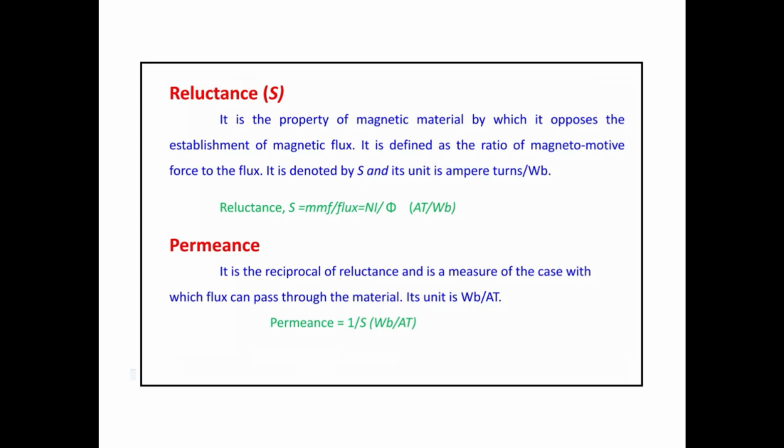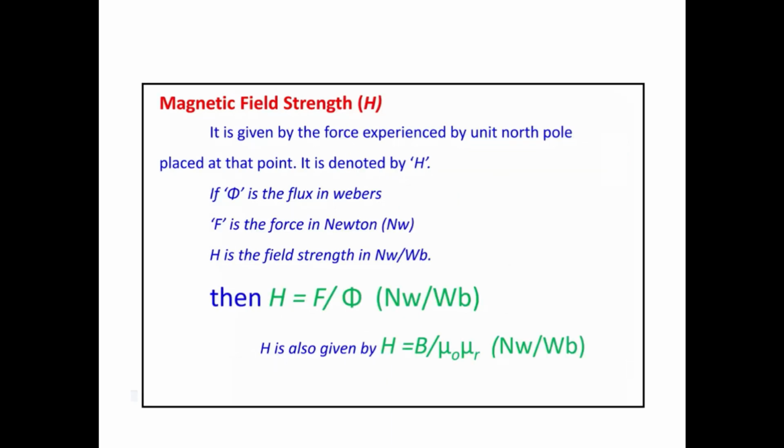Then reluctance is similar to resistance, which opposes the magnetic flux. Permeance is the reciprocal of reluctance. And magnetic field strength is the force experienced by a unit north pole placed at the point. It is denoted by H. So force per unit flux is called magnetic field strength. It is also given by H equals B by mu.